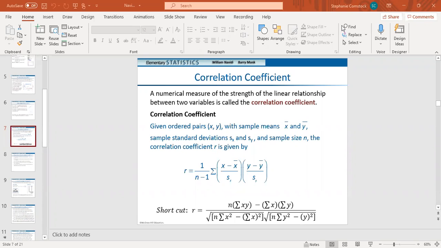One, it's going to tell us which direction, whether it's positively or negatively associated. And two, it's going to tell us how strong of a relationship or association there is between these.